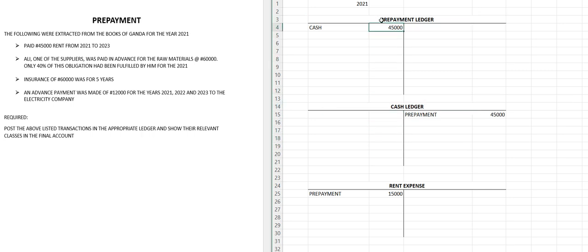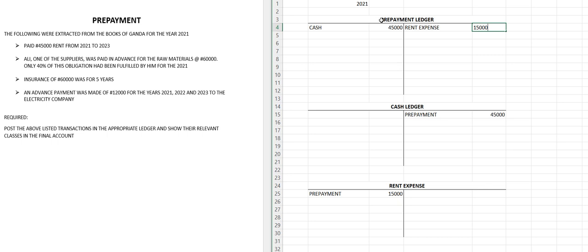So you come to this side. Rent expense for that particular year is 15,000 naira. All right, I hope you're following.